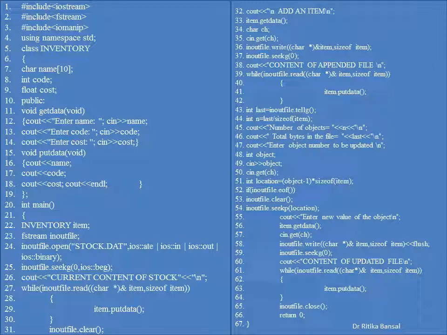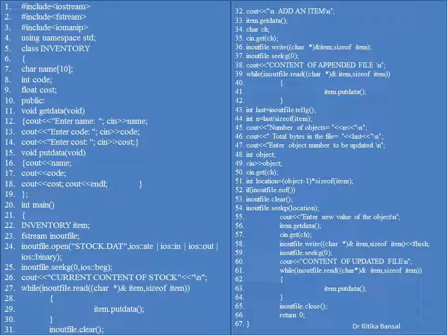On the left hand side of the slide, line number 5 is creating class inventory with 3 data members, name, code and cost, and we are creating 2 member functions, get data in line number 11 and put data in line number 15. So till line number 19 we have created one class inventory. Now from line number 20 main function starts.